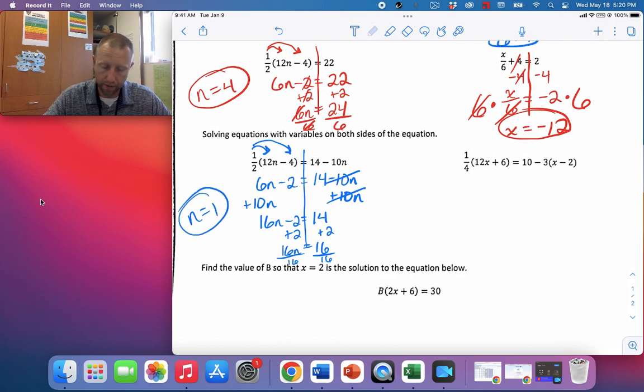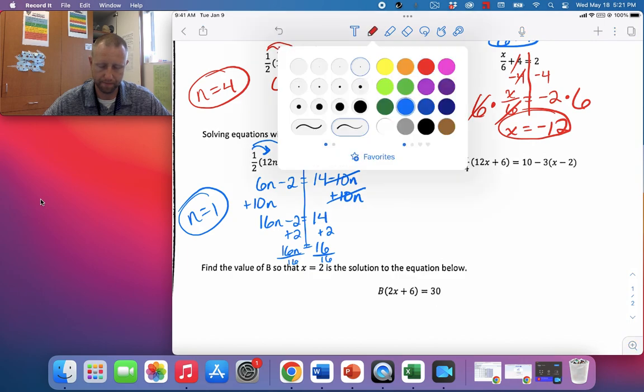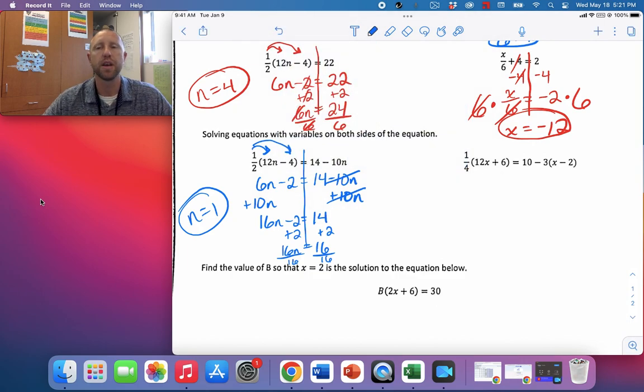Okay. For the other problem, go ahead and pause the video, see what you get. All right. Well, let's see how you did. So I'm going to draw my wall. I say I have to distribute on both sides. So this is 1/4 times 12 and 1/4 times 6. So I've got 1/4 of 12, which is 3. So 3x. And then 1/4 of 6, and that would be 1.5.